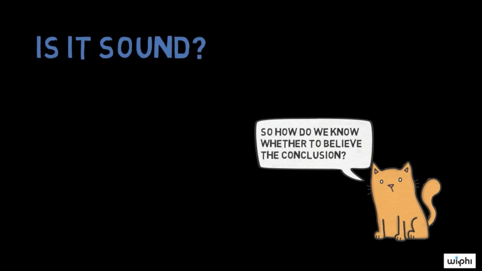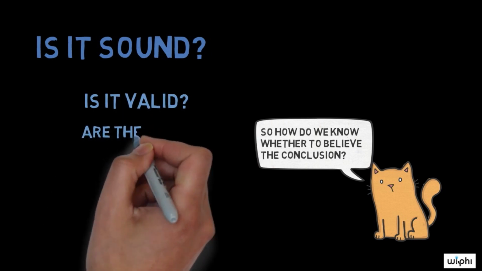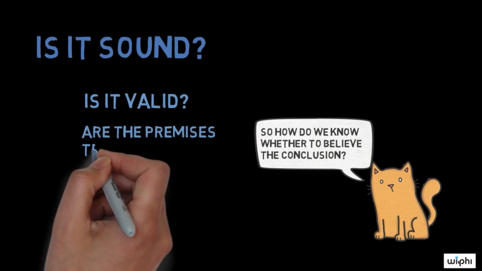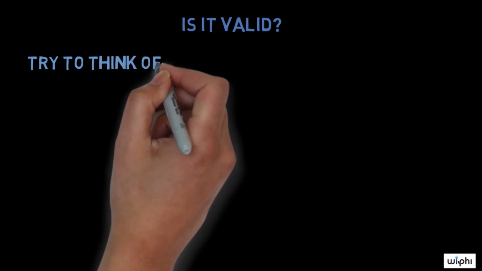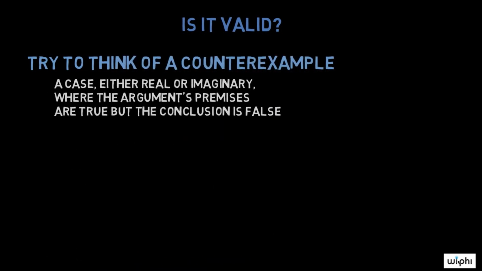And this in turn requires determining whether the argument is valid, and whether its premises are true. Well, how do you tell whether an argument is valid? Sometimes it's just obvious, but often it's not so obvious. One way to figure out whether an argument is valid is to see if you can think of a counterexample to it. A counterexample is a case, either real or imaginary, where the argument's premises are true, but the conclusion is false. So, for example, consider this argument.